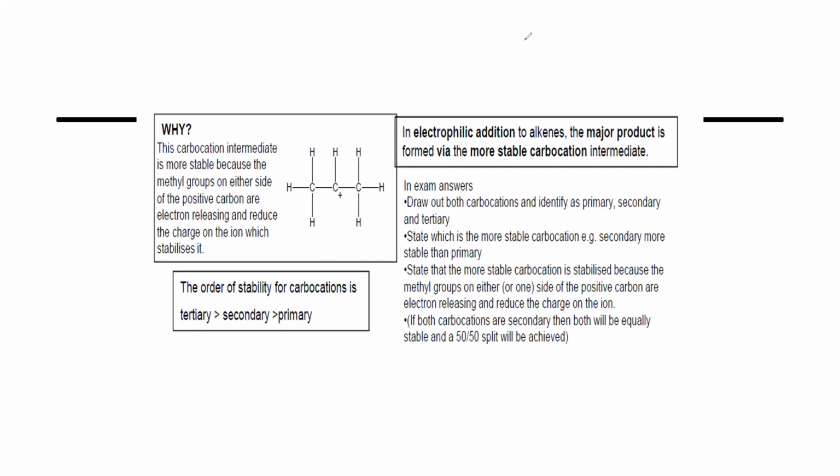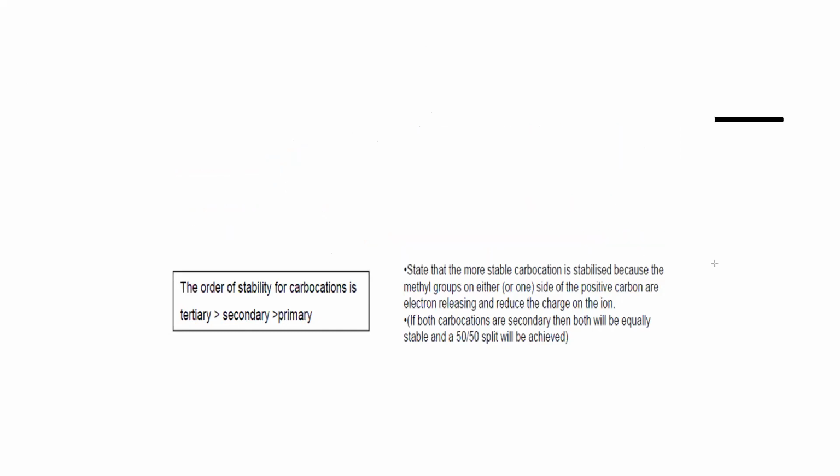So if I draw each of them, there's a carbon, it is connected with three carbon chains. This is a carbon cation. So this is known as a tertiary.